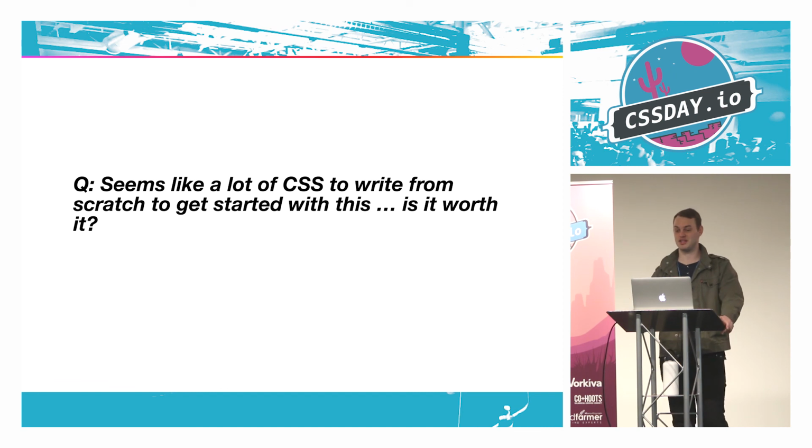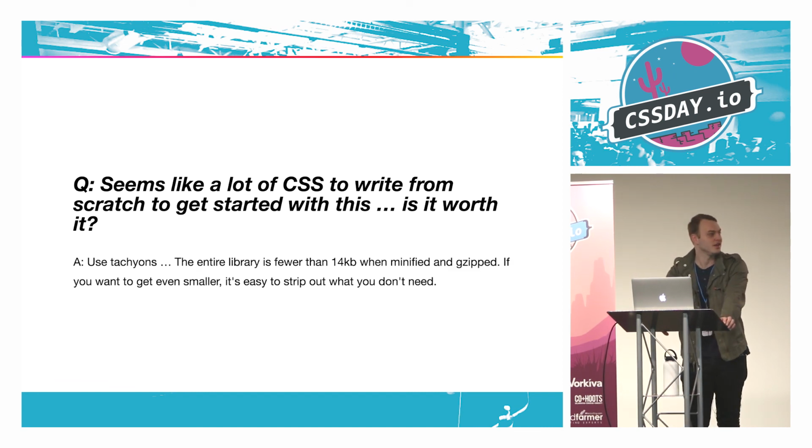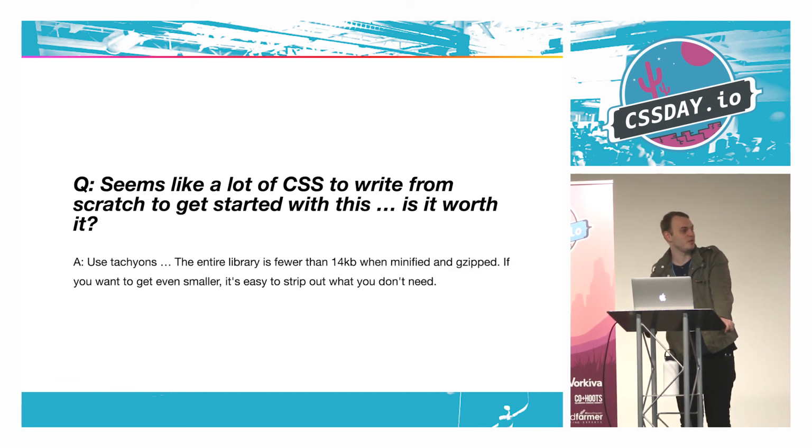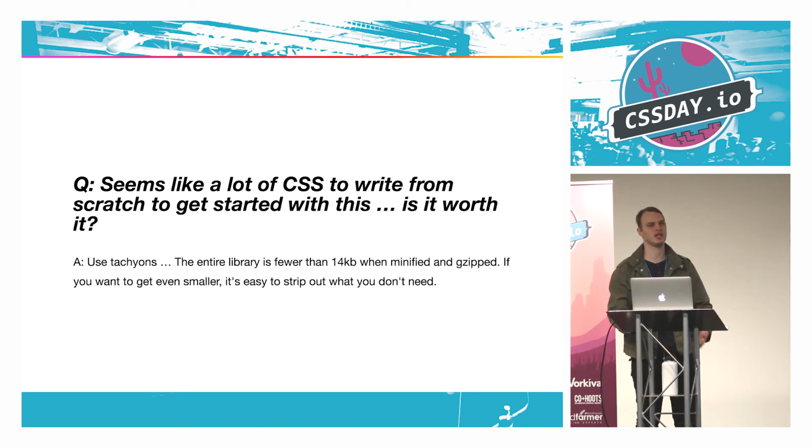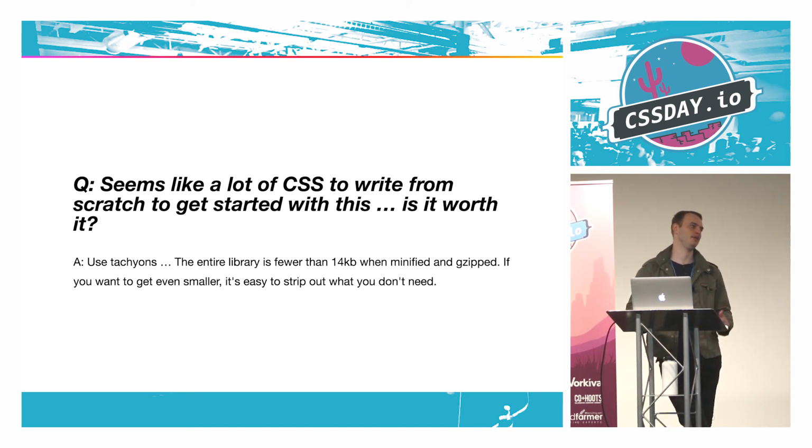This seems like a lot of CSS to write from scratch to get started with. Is it worth it? My answer would be use Tachyons. Tachyons is a functional CSS library that when minified and gzipped is less than 14 kilobytes. And you can go even smaller because it's on NPM, and you can require each of the utilities as a package. And the guy who wrote it did a really good job. Basically, it's all responsive by default. It has a really strong naming convention that's learnable. And basically, he did all of the work for you already. So use his library.